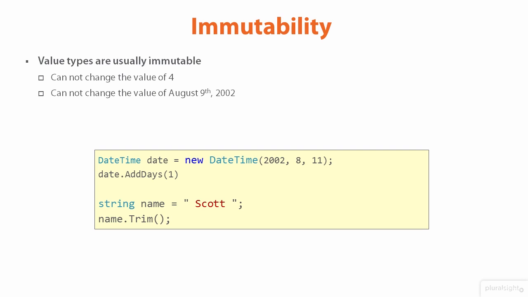I can assign a different value into that date variable, even though the datetime exposes members like AddDays, which makes it look like I can add one day to an existing datetime value. But this code has a problem because AddDays will never change the underlying datetime value. Instead, what AddDays will do is return a new datetime instance. So I need to assign the return value of AddDays into a variable if I really want to capture the date. The string type in .NET also has these qualities.